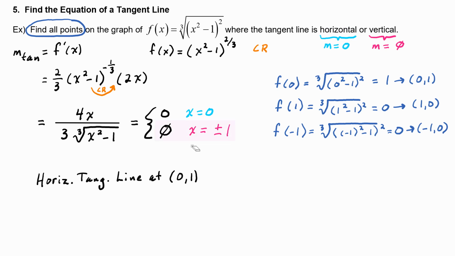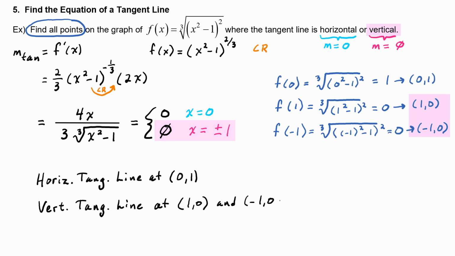And when x was 1 and negative 1, the slope was undefined. So that tells us that those 2 points at 1, 0 and negative 1, 0 will be where we have a vertical tangent line. So there's a vertical tangent line at 1, 0 and negative 1, 0.